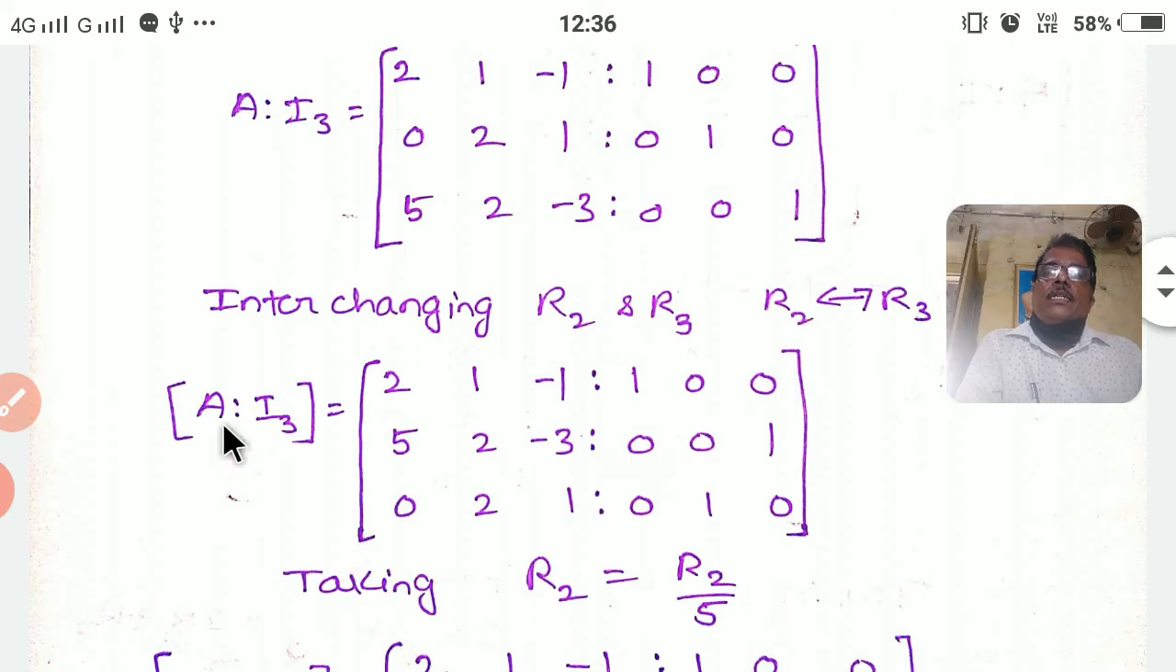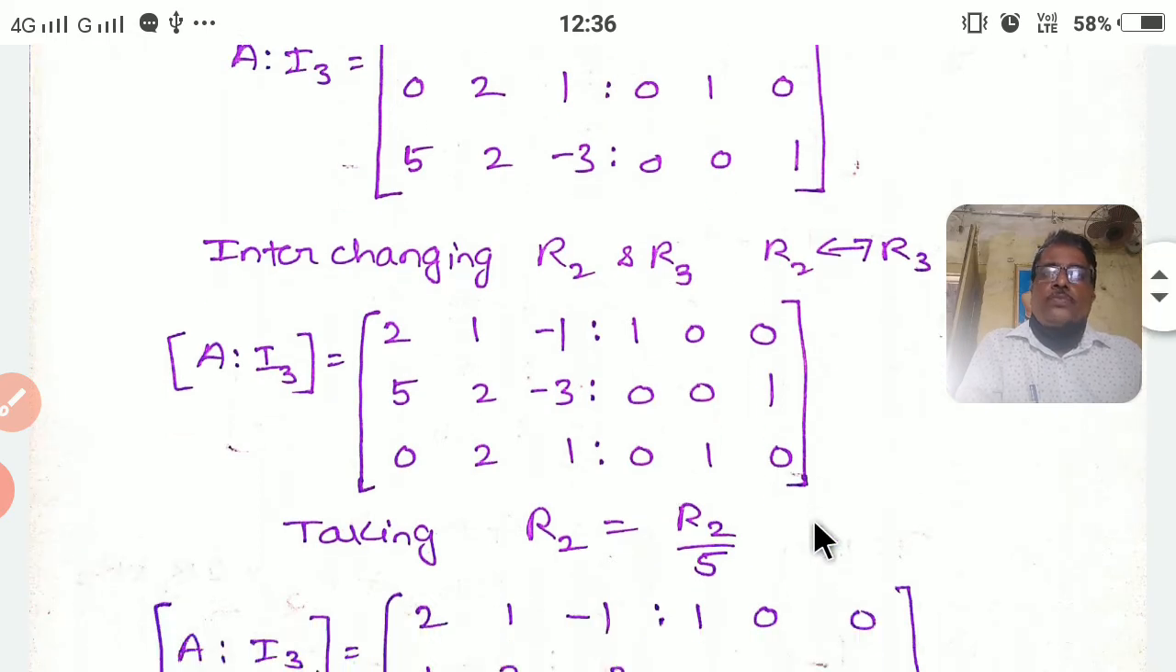So what we get, A colon I3, which is equal to 2 1 minus 1, this is R1 as it is. Next we interchange these two rows. So in the second row we write the elements of the third row, that is 5 2 minus 3. And similarly in the third row we write the elements of the second row, 0 2 1. Similarly here also we interchange the two rows, 1 0 0 as it is. Now in the second row we write the elements of the third row, that is 0 0 1, and in the third row we write the elements of the second row, that is 0 1 0.